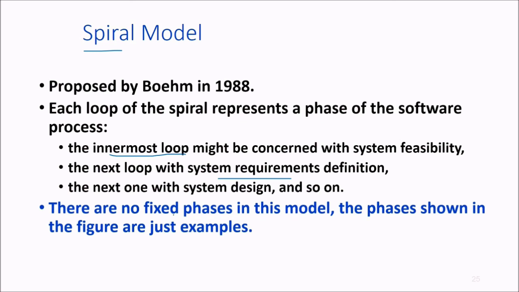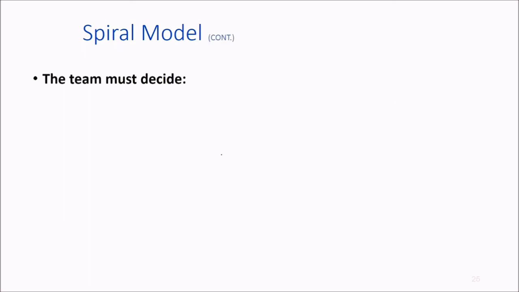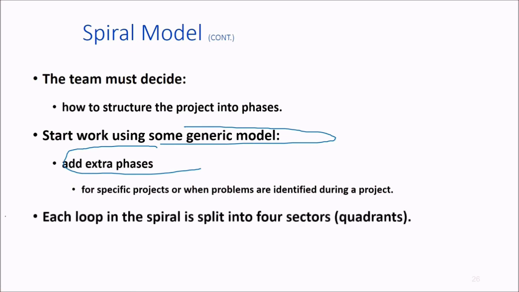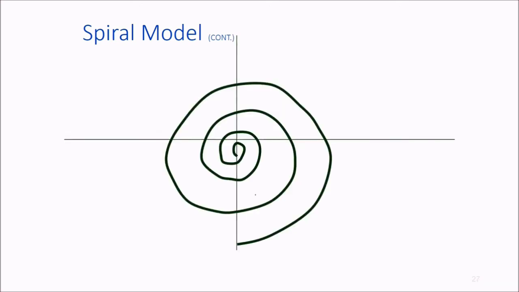There are no fixed phases in this model. The phases shown just now are just examples. The team must decide first how to structure the project into phases. This is very important. Then start with some generic model. You can add extra phases for a specific project when problems are identified during the project. And each loop in the spiral, which I'm going to show you, is split into 4 quadrants or 4 sectors. This is the spiral in the shape of a spiral.